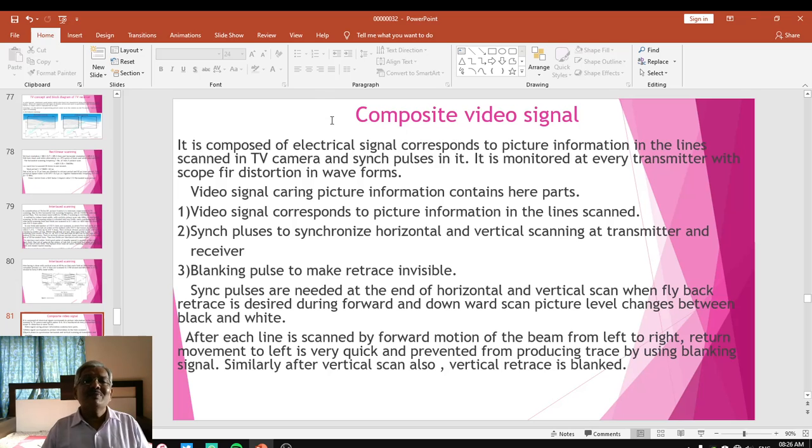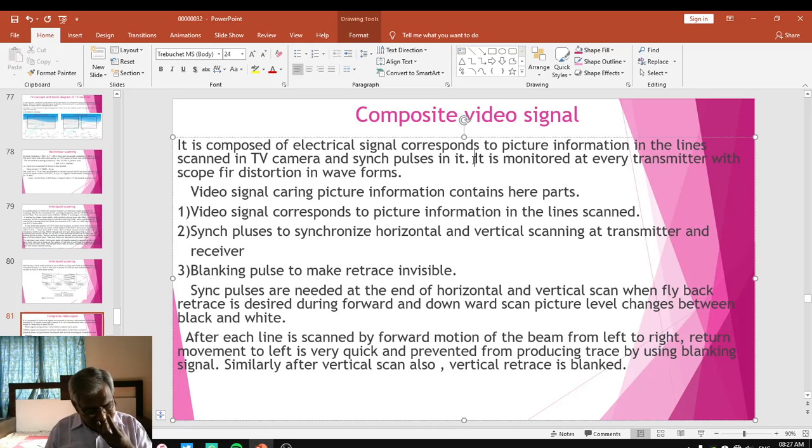Thus we can say composite video signal is composed of the electrical signal corresponding to the picture information in the lines scanned in the television camera, and sync pulses in it. When we studied the concept of television communication at the transmitting end, in the block diagram there is one block known as scanning lines and sync pulses which are added to the television camera.